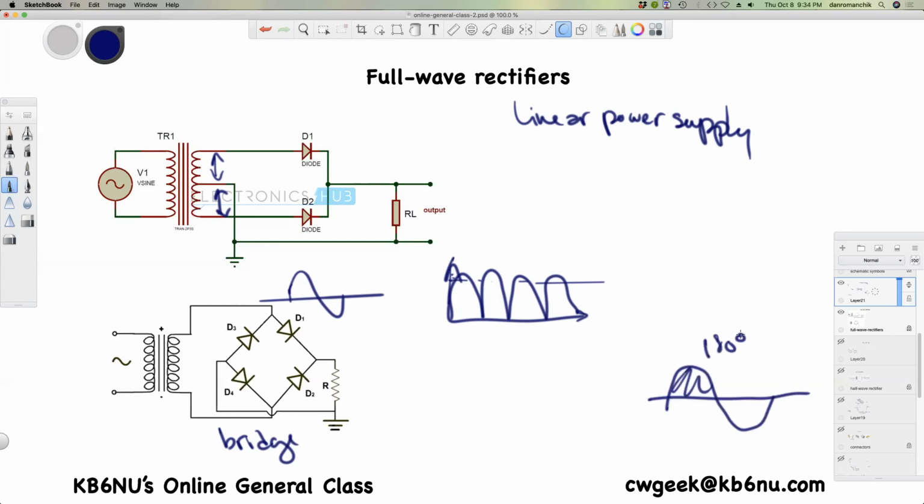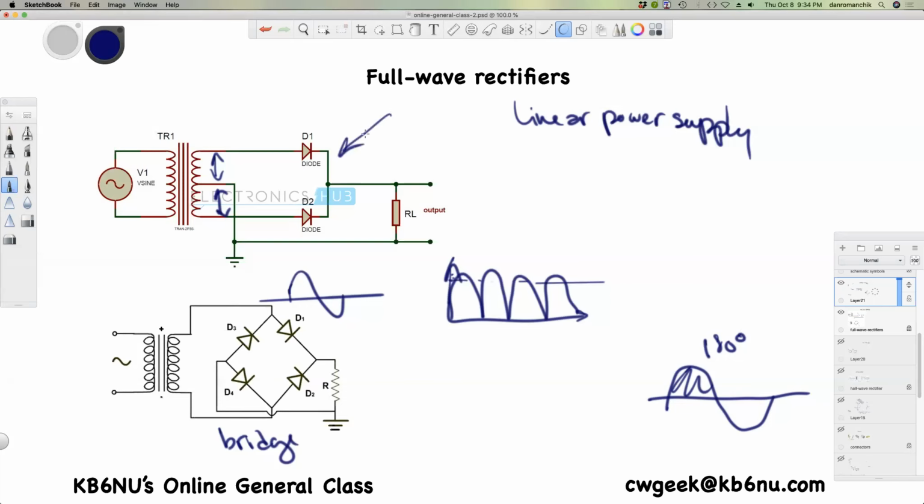Question: what is an advantage of a half-wave rectifier in a power supply? Answer: only 1 diode is required. Question: which type of rectifier circuit uses 2 diodes and a center tap transformer? Answer: full wave.